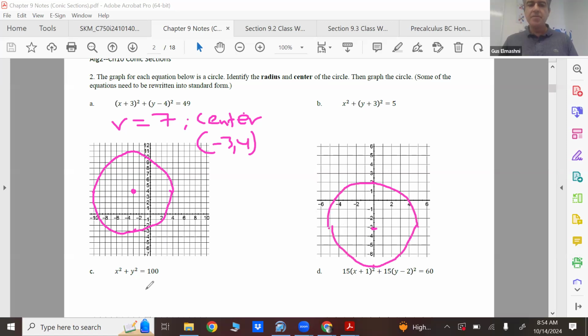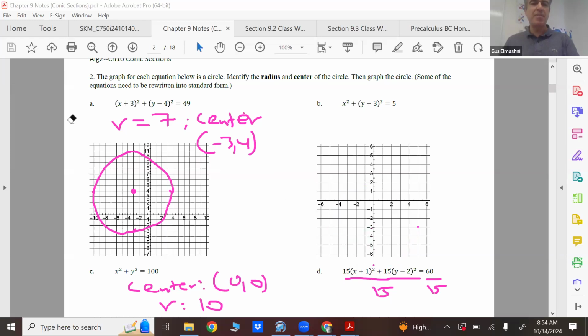Right? Here, the center, if you don't see h and k, assume 0, 0, right? 10. What do you think about part D? You gotta divide it out, right? So that you match the general form. Yeah, good. The radius is √5.